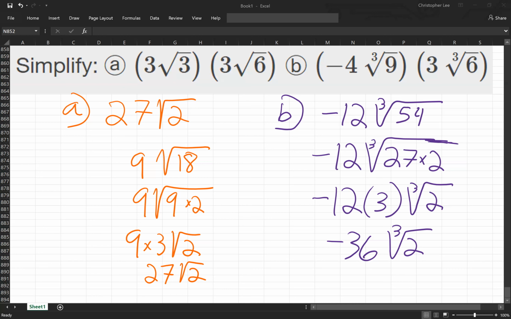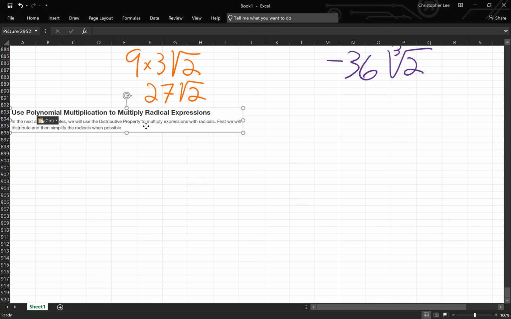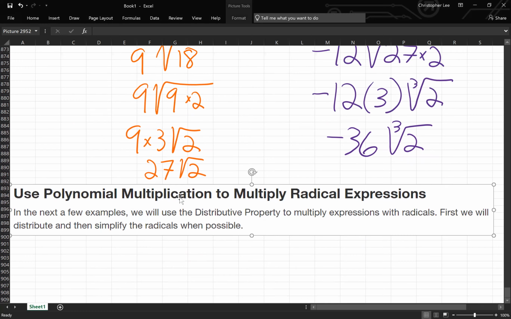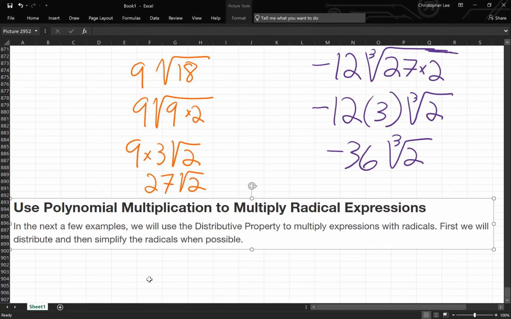All right, let's talk about something else that is on your homework as well. Now that we know how to multiply these things, we want to use polynomial multiplication to multiply radical expressions. So in the next few examples, we will use the distributive property to multiply expressions with radicals. First, we will distribute and then simplify the radicals when possible. All right?